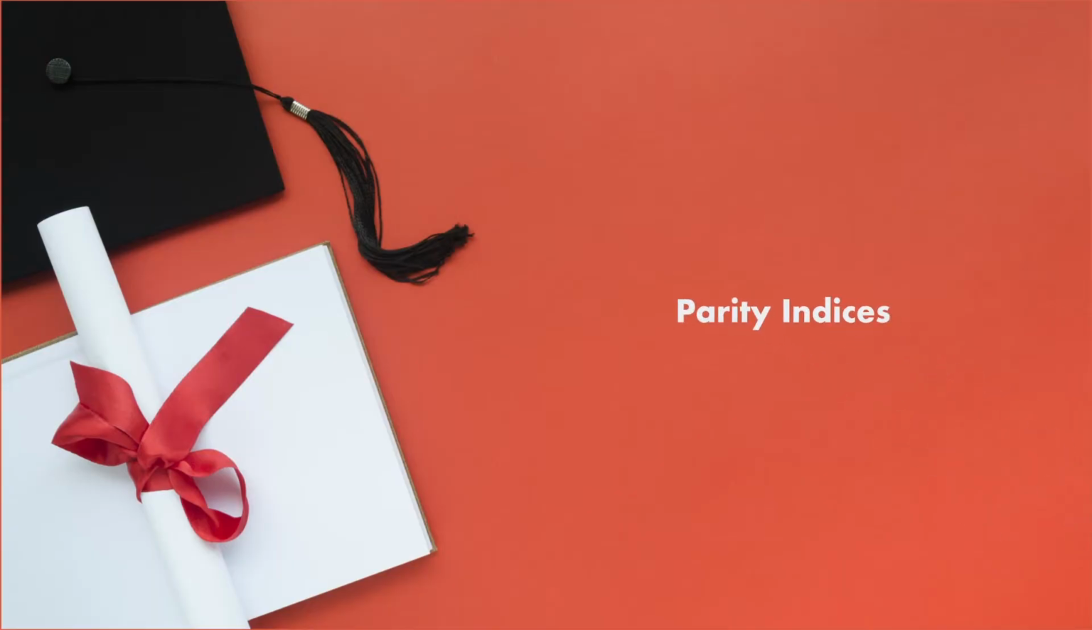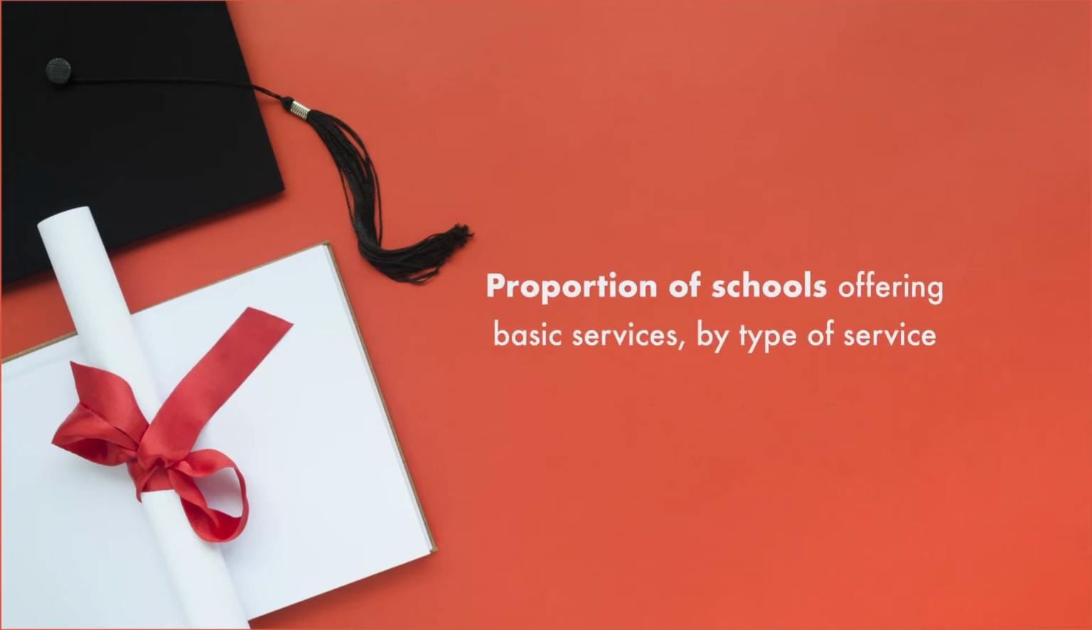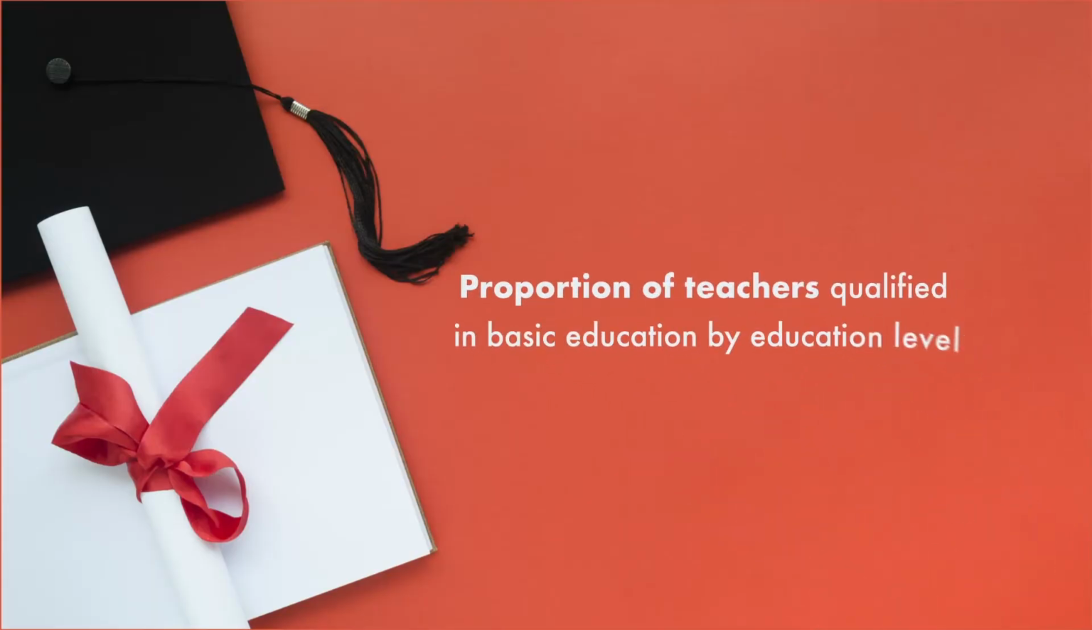One of the few indicators is parity index. Proportion of schools offering basic services by type of services, extent to which global citizenship education and education for sustainable development are mainstreamed in national education policy, curricula, teacher education, and student assessment. Proportion of teachers qualified in basic education by education at different levels is also one of the key indicators under these goals.